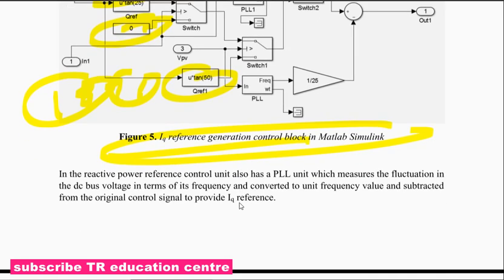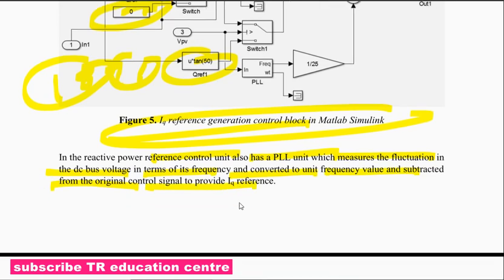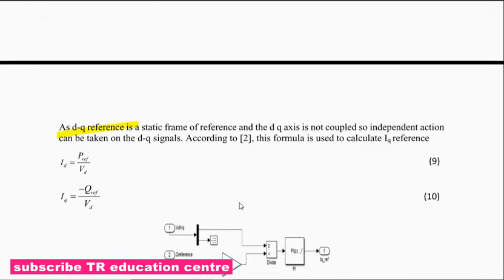The reactive power reference control unit also has a PLL unit which consumes the fluctuation in the DC voltage in terms of the frequency, converted to a unit frequency value and subtracted from the original control signal to provide the IQ reference. As the DQ reference is the static frame of reference and the DQ axes are not coupled, independent action can be taken. According to the formula, ID equals P reference divided by VD and IQ equals Q reference divided by VD.